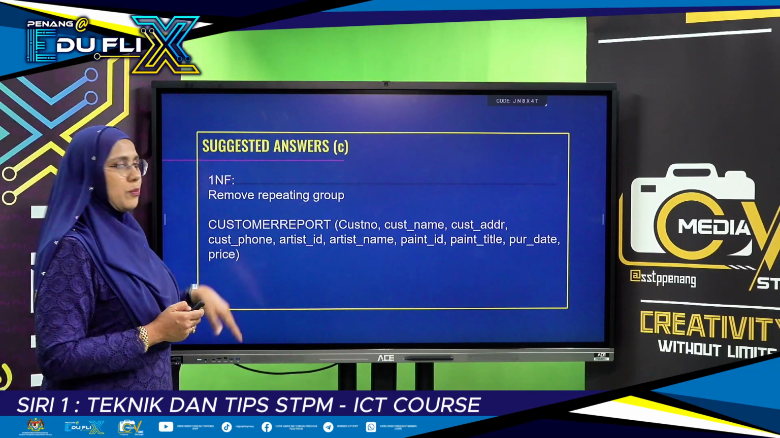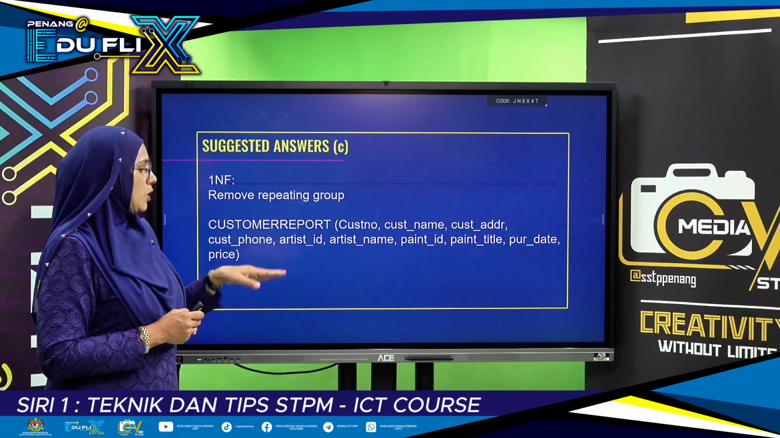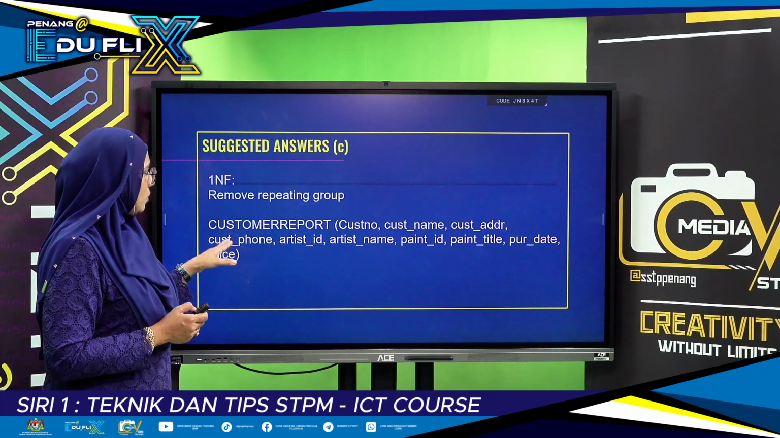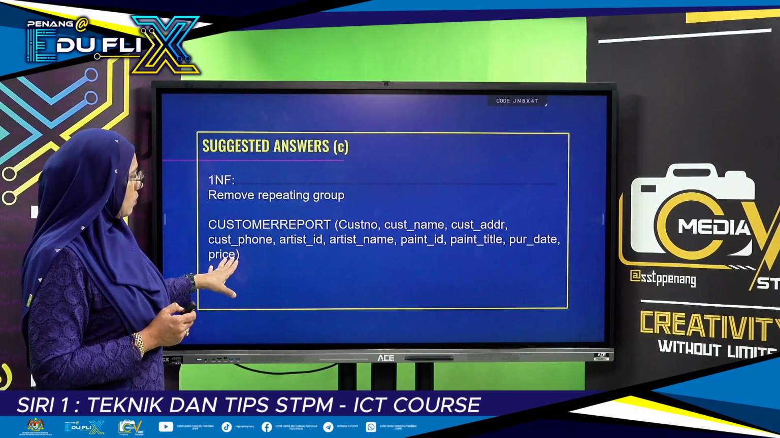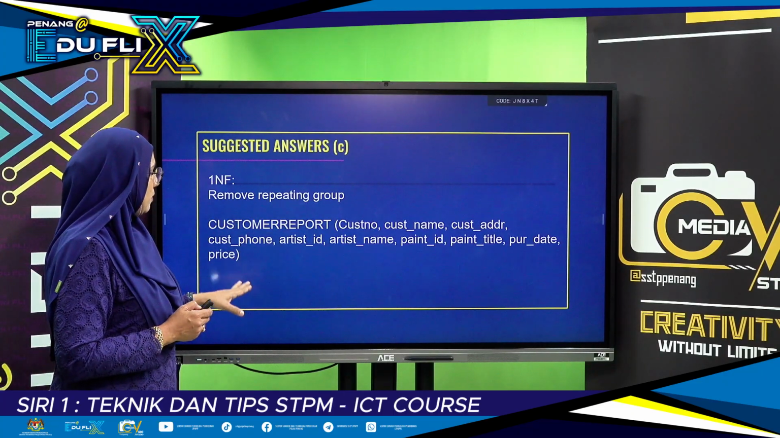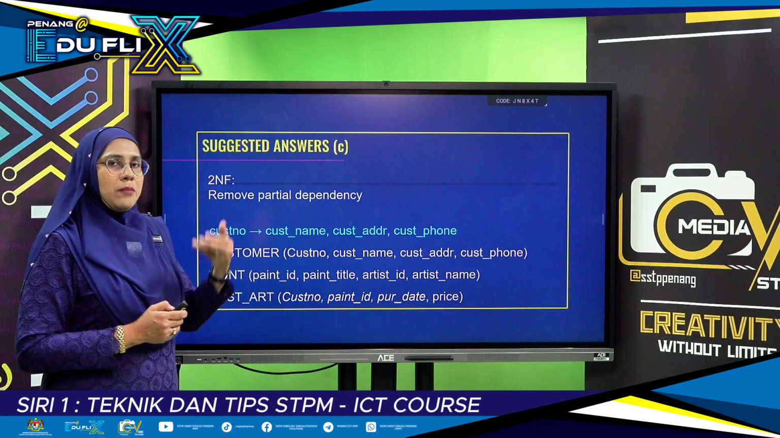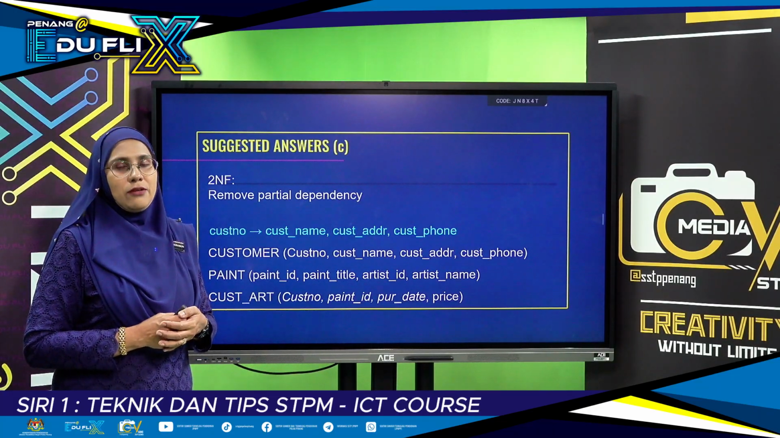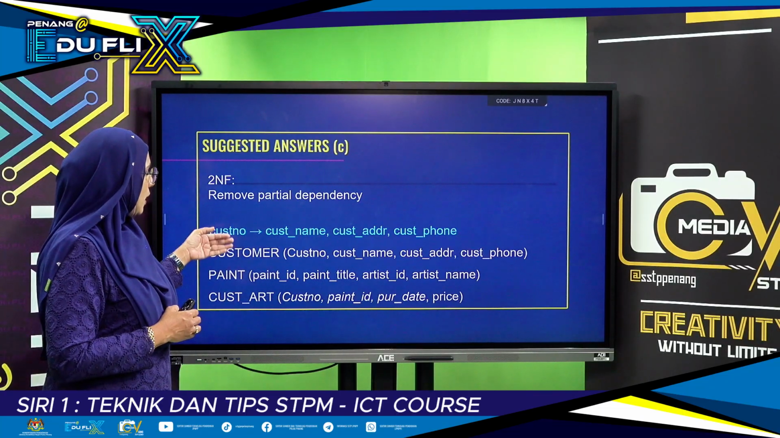Okay, so now the process of normalization. First you have to remove the repeating group. After you remove the repeating group, you will get the same, because here we don't have a repeating group. So this is the schema. Next you remove the partial dependency. In the previous question, we already identified full and partial. So just remove from the schema. So you get like this.